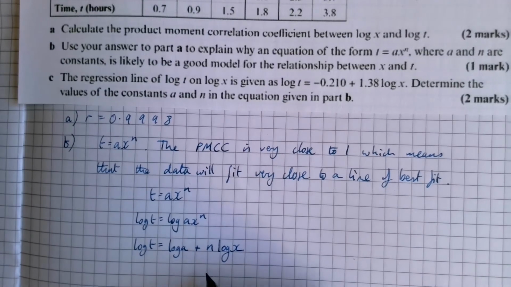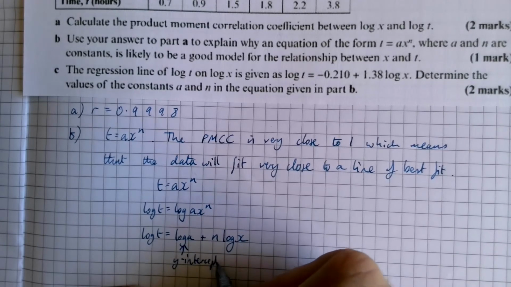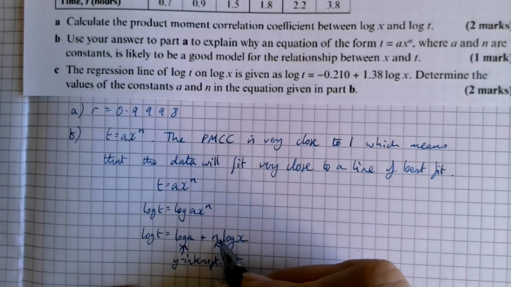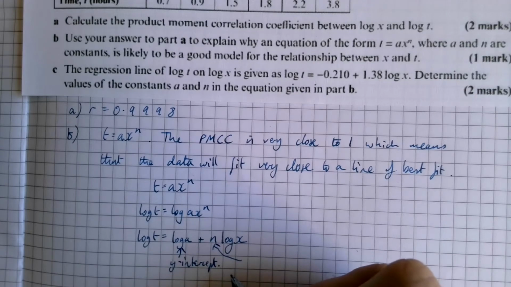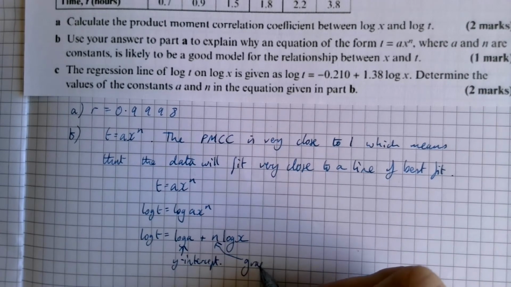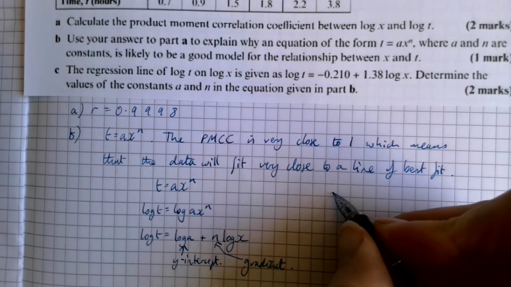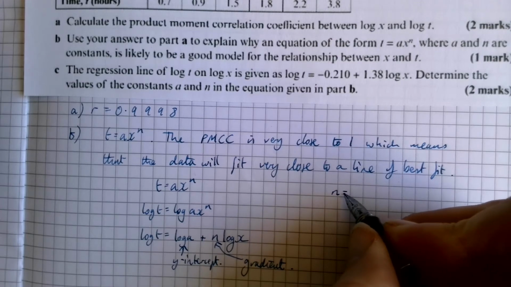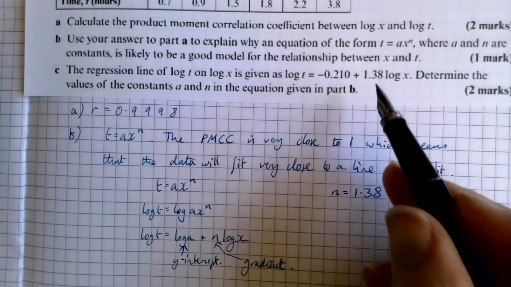So what all of that means is that log a is going to be the y intercept, and n is what we're plotting against log x, so n is being multiplied by what our x axis is giving us, so that'll be the gradient. So the n one is going to be really simple, because for the gradient we can just say n is going to equal 1.38, which is what's given us there.